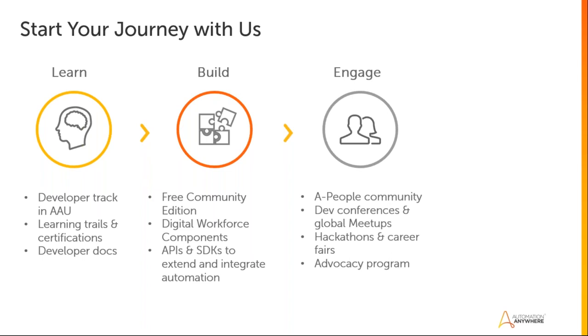And the third stage is all about engaging. How can you keep connected with us? That's where we have a vibrant A-People community. So you can post your questions and get answers from there. It's not only the Automation Anywhere experts who are answering the questions, but we have built a vibrant community of experts who work at various organizations automating different use cases using our platform. They will also answer your questions.